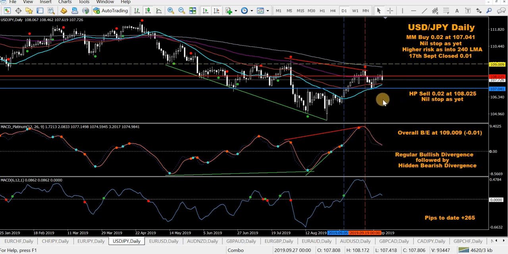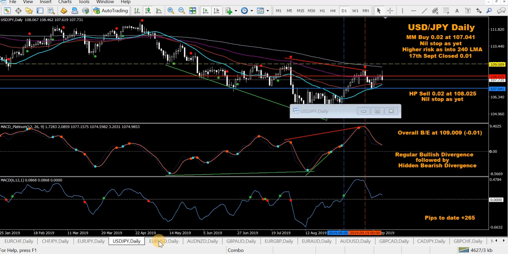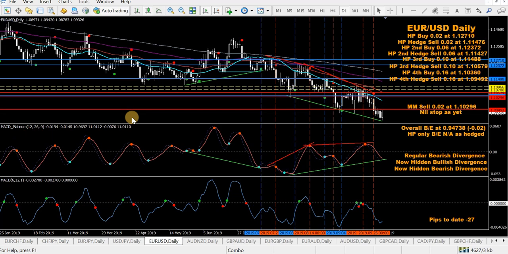MACD platinum still above the 0 level, so nothing to get too stressed about there. Looking all right. Now this will be the problem child, Euro USD. Even the charts don't want to go to it. All right, this is one, as you can see by all those lines on the chart and all that writing, it's causing me some grief.